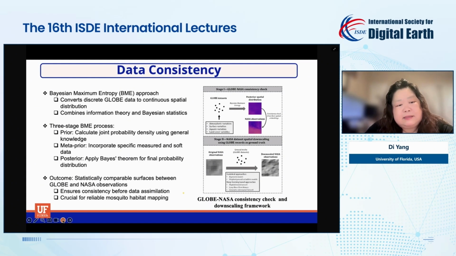So here are the basics of the three-step BME process. I'm not going to introduce it in more detail, but we are going to use AI machine learning methodologies to simulate the global data set and try to connect it to the NASA Earth observation data as well. The outcome will be statistically compared surfaces between the Globe and NASA observation. This will be a great contribution to both the ground truth data set and the Earth observations.